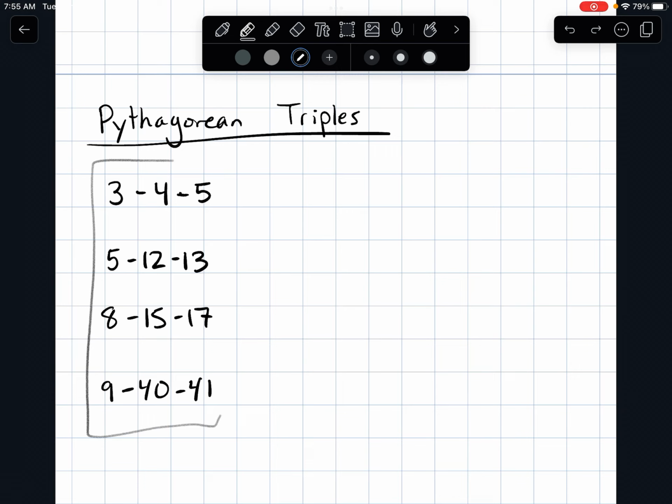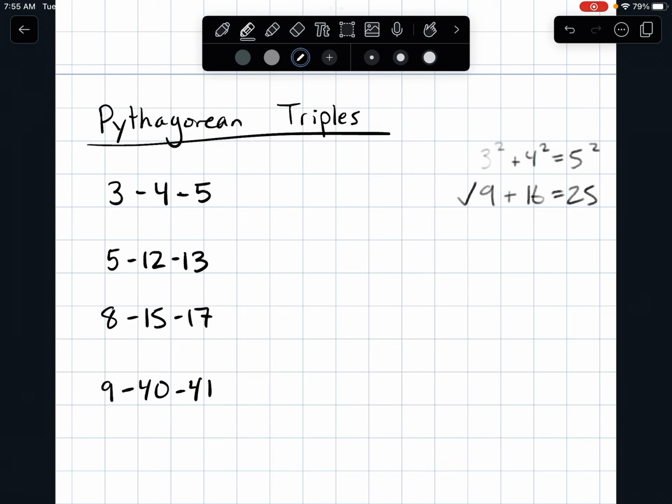And that's these sets. There are a lot of other sets that do work out. These are just the most common ones. Now, the thing about these Pythagorean triples is that any multiples of them will also work. So 3, 4, 5 works because 3 squared plus 4 squared does equal 5 squared. This is 9 plus 16 equals 25, which is true. If I multiply all the sides by 2, that would give me 6, 8, 10. Let's test this out. 6 squared plus 8 squared equals 10 squared. 36 plus 64 equals 100, and that is in fact true.